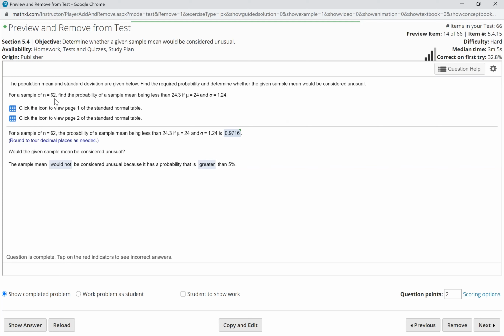For a sample of n equals 62, what is the probability of a sample mean being less than 24.3? So in this case, guys, it is asking you to find the probability of x bar less than 24.3. What is the difference between what we did earlier and now? The standard deviation will not be the original standard deviation. You have to use sigma over square root of n.